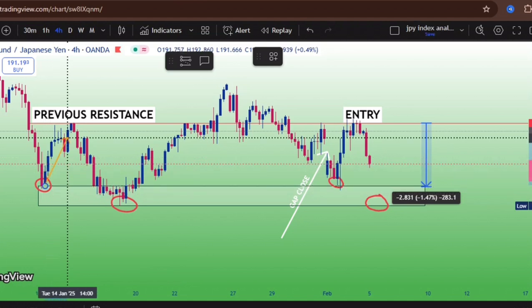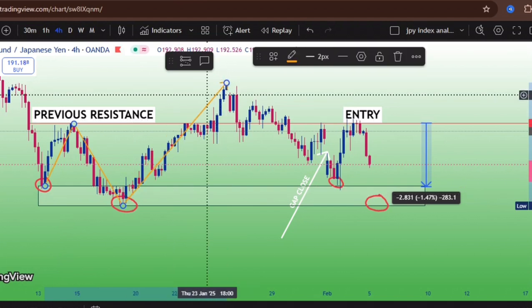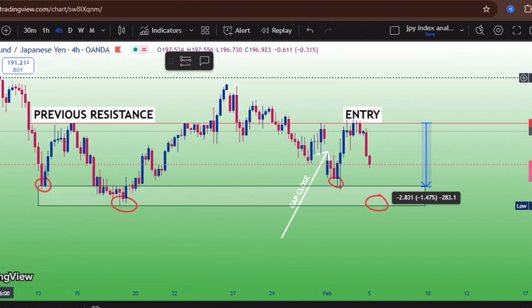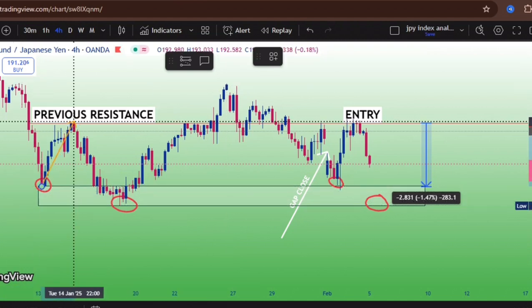My markups here, they are saying something. You can see all these markups. There is what it signifies. So you are going to see something here that played out. Now just watch and see something that played out.